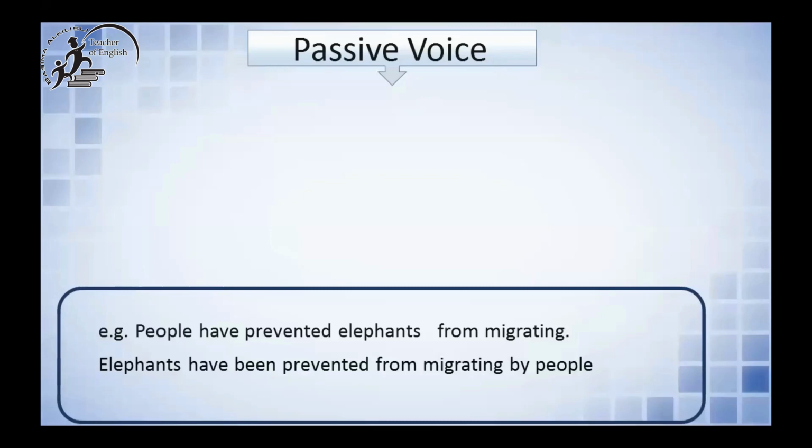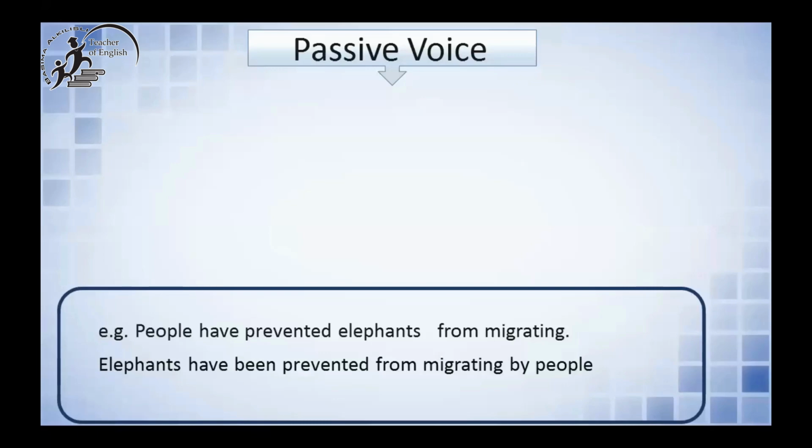The first sentence is in the active form, the second one is in the passive. People have prevented elephants from migrating. This is the active voice. Now when we make it passive, it becomes like this: Elephants have been prevented from migrating by people.